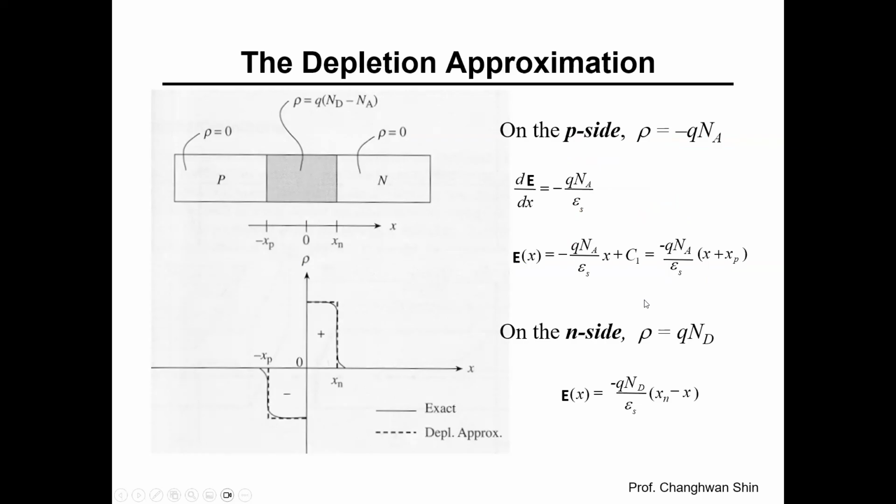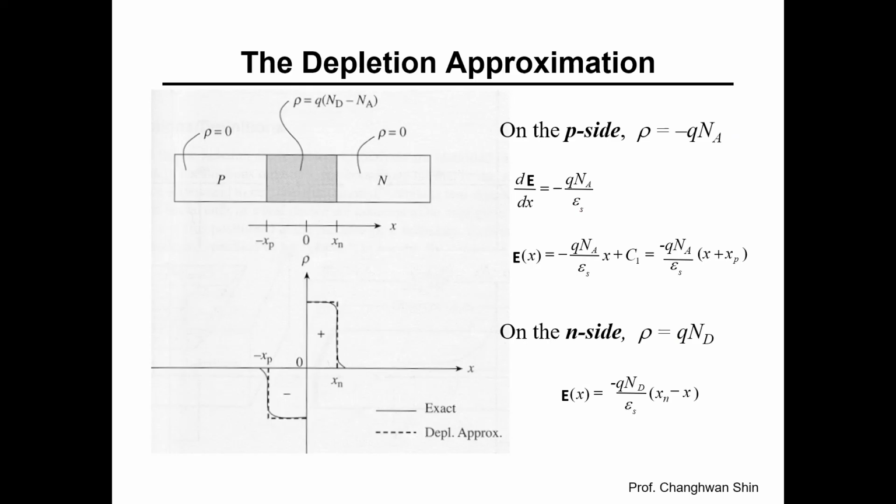So now let's take a look at the depletion approximation. We will introduce a powerful simplification called the depletion approximation, which helps us analyze the electrostatics of p-n junctions with reasonable accuracy while keeping the mathematics manageable. The depletion approximation makes two key assumptions. Number one, inside the depletion region, from minus x sub p to x sub n, there are essentially no mobile carriers, only fixed charges from ionized dopants.